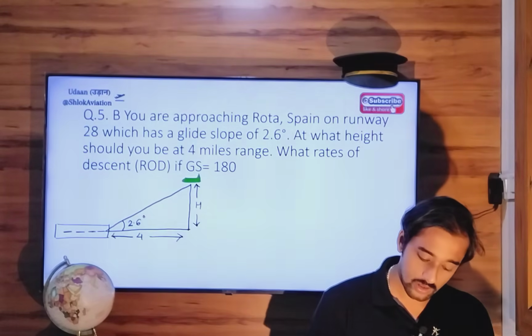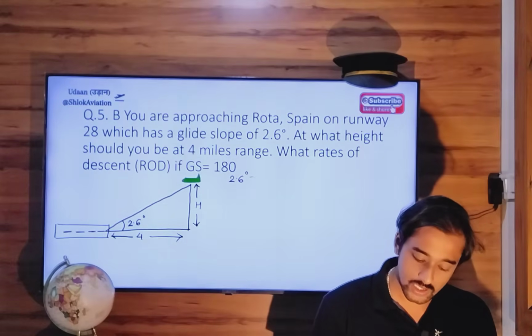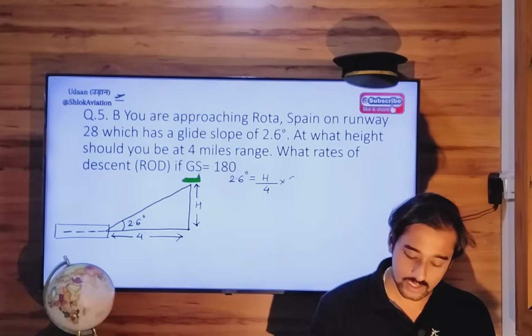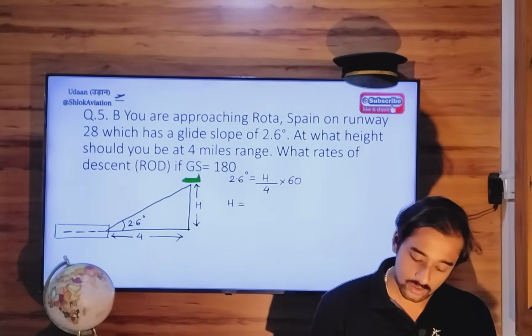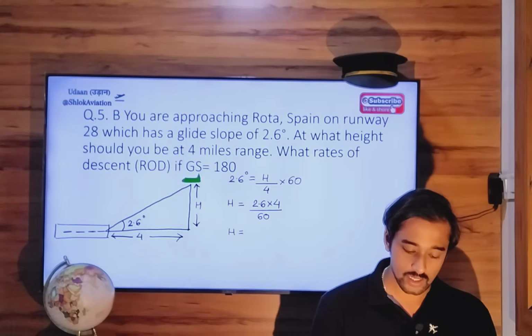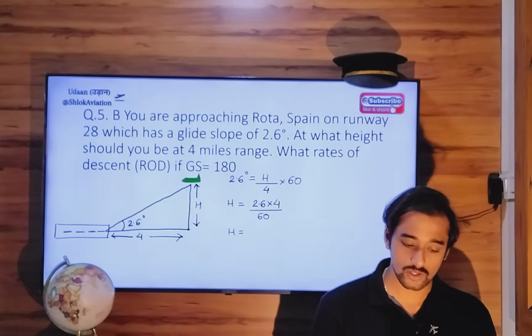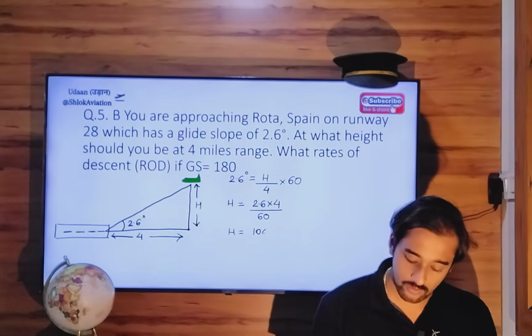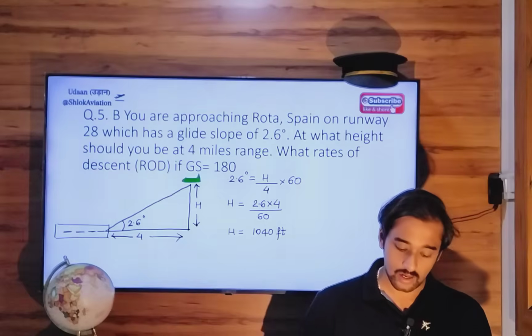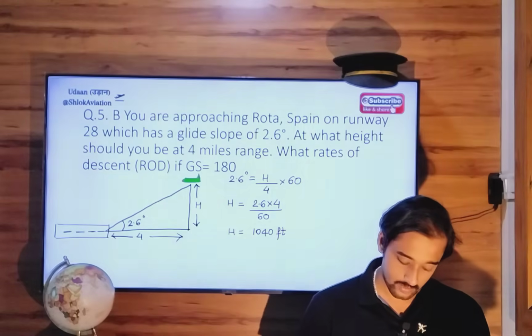Using the 1 in 60 rule, angle equals distance to track divided by distance gone into 60. So 2.6 into 4 divided by 60 into 6000. To convert nautical miles into feet, you get the answer 1040 feet. So the height of the aircraft is 1040.